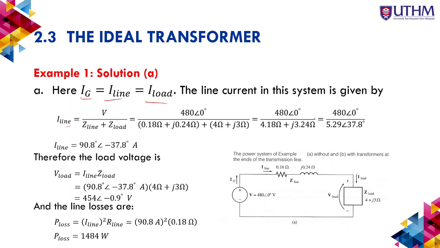We combine everything together and we get the I line. This is the value of I line. Once we get the I line, to get the V load, just use Ohm's law, or something like Ohm's law. Then we will get this value, the voltage.